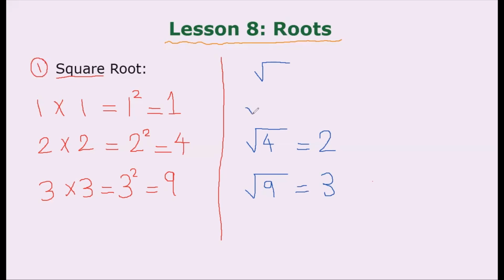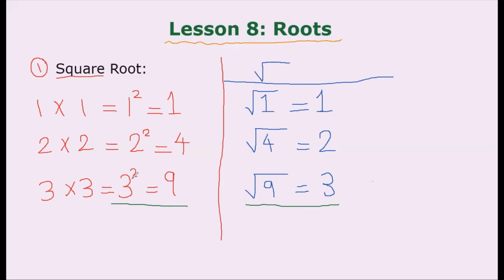What about the square root of 1? What is the number that can be multiplied by itself to give us 1? It is also 1. 1 times 1 gives us 1. So the square root of 1 is 1. And we can see here that 1 squared is equal to 1. From here we can notice that the square root is the inverse process of squaring a number.